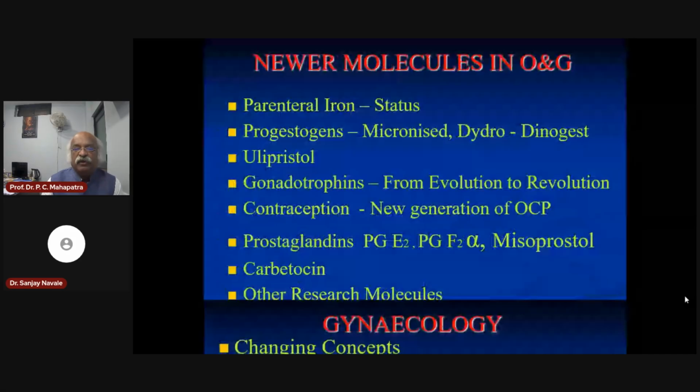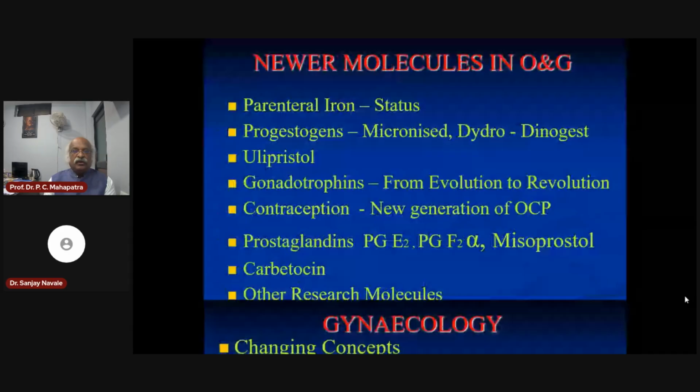There is no debate about it. But this is not a drug to be routinely used as soon as the UPT is positive. But micronized progesterone and dihydrogesterone have become really unique. And dihydrogesterone, a lot of studies have shown that it can be used for IVF. Earlier it was restricted only to RPL and luteal phase defect.